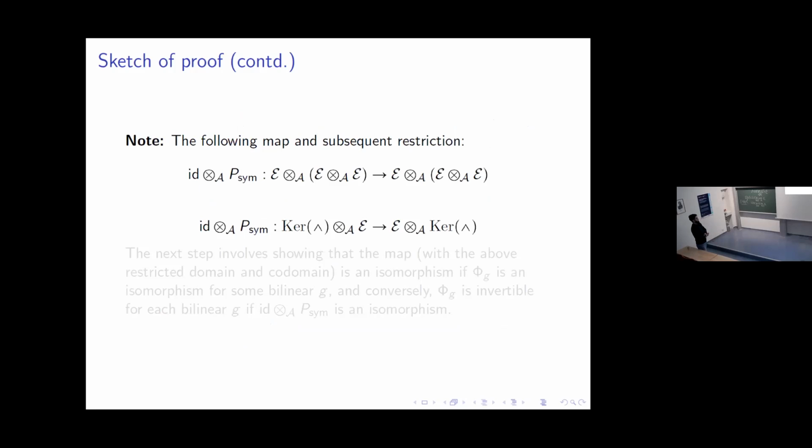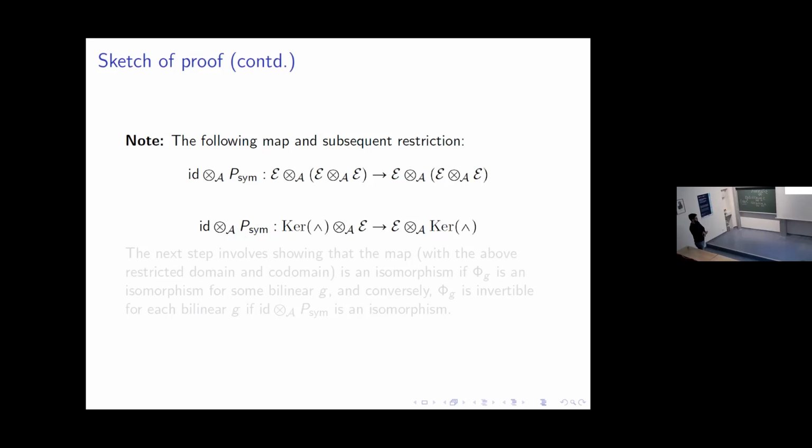So okay, a side note: we had that PSIM was an idempotent mapping E tensor E to again E tensor E, and we now take identity tensor PSIM on 3 copies. First of all, note that we can restrict the codomain to just kernel wedge over here, and then afterwards we are at liberty to also restrict our attention with a restricted codomain as such.